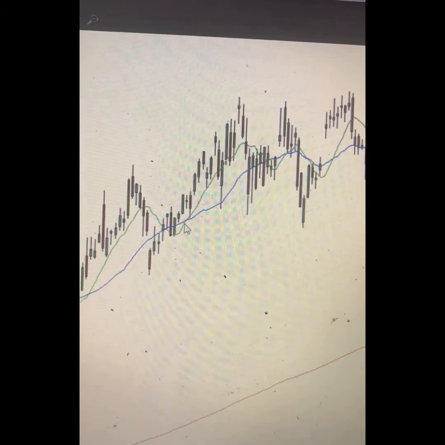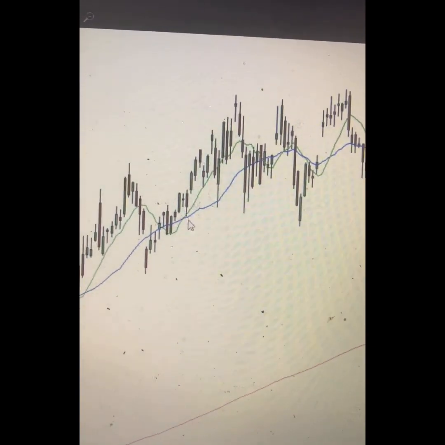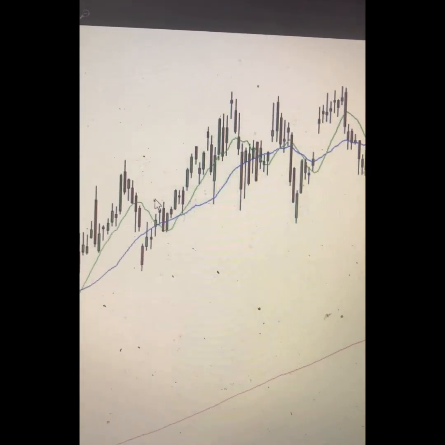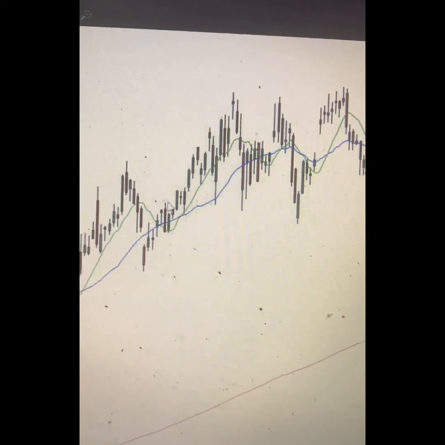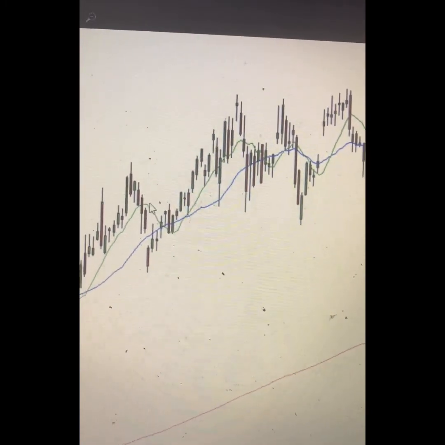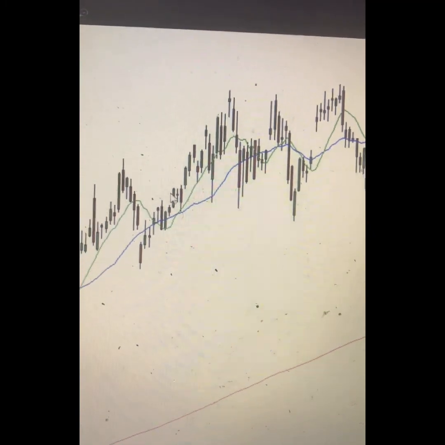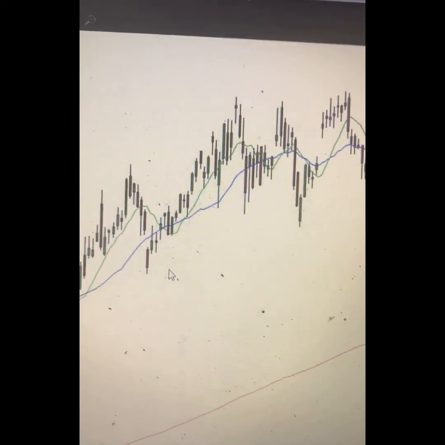But of course, knowing you probably would have gotten stopped out, or if you're a long-term investor, you probably would have felt comfortable buying here. And if the price was to break this, then you'd give it up.